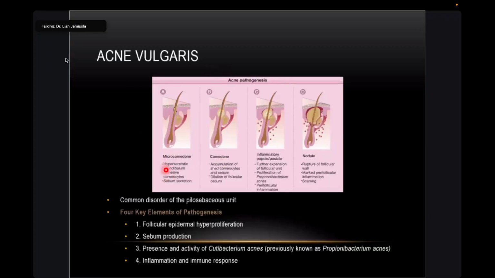So basically, it will start as a microcomedone and then it will turn into a comedone when you already have accumulation of shed corneocytes and sebum. And then once it's inflamed, with further expansion of the follicular unit, there's already proliferation of your Cutibacterium acnes, it becomes an inflammatory papule or even a pustule. Okay. Once there's rupture of the follicular wall, there's marked inflammation. Yan, nagiging nodule na yung presentation nun, because there's already mapulang matigas dito na malaki, no? Because of the ruptured follicular wall and the inflammation. And these are the ones that may cause scarring.